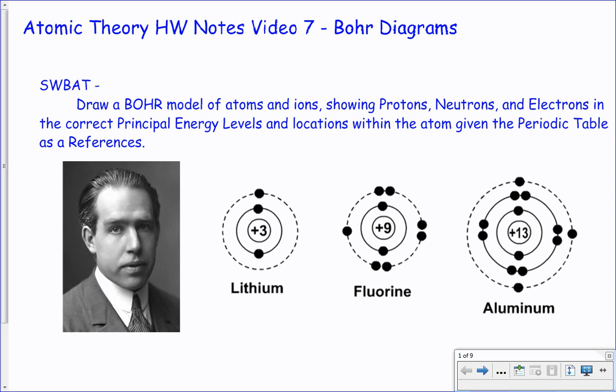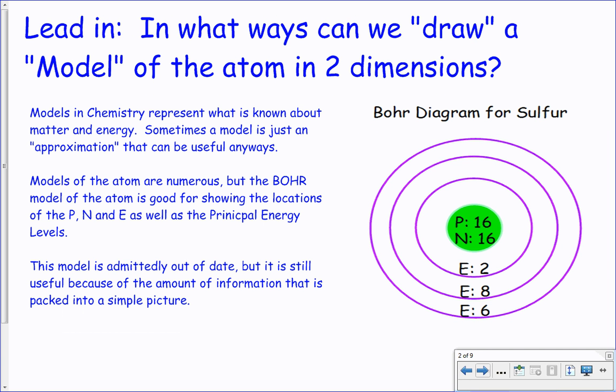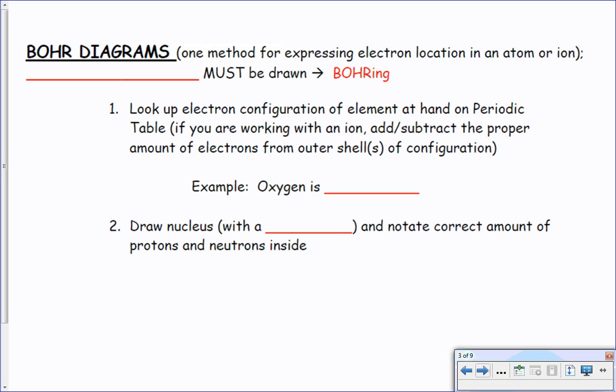Video number 7, we are going to dig into Bohr diagrams today. Bohr was one of those famous scientists we talked about in the beginning of the unit, and we're going to start with his model of how the atom is arranged to learn real quick about some things about atoms. In what ways can we draw a model in 2 dimensions? We're going to do that in the Bohr diagram. You're going to see that this nucleus here is in green. Then we have our energy levels 1, 2, and 3 with their relative electrons in them.